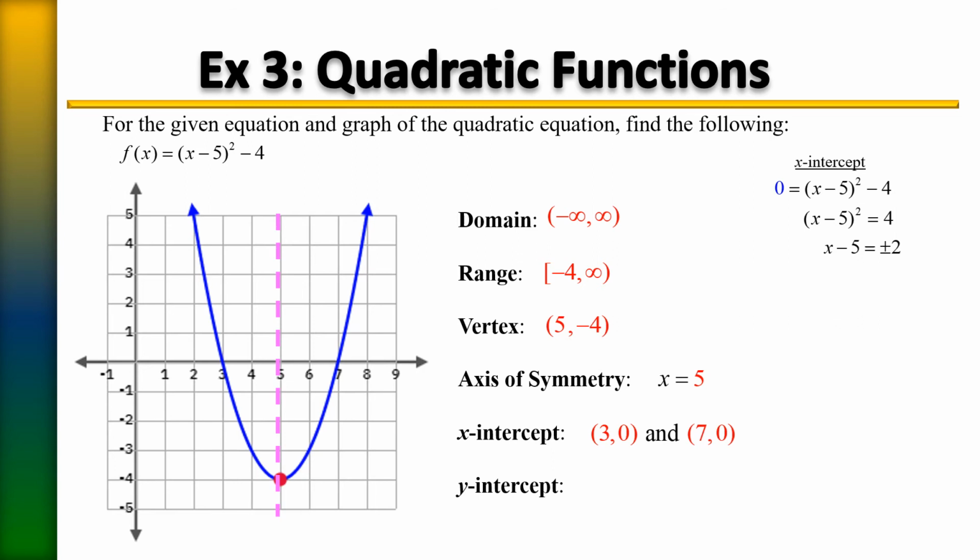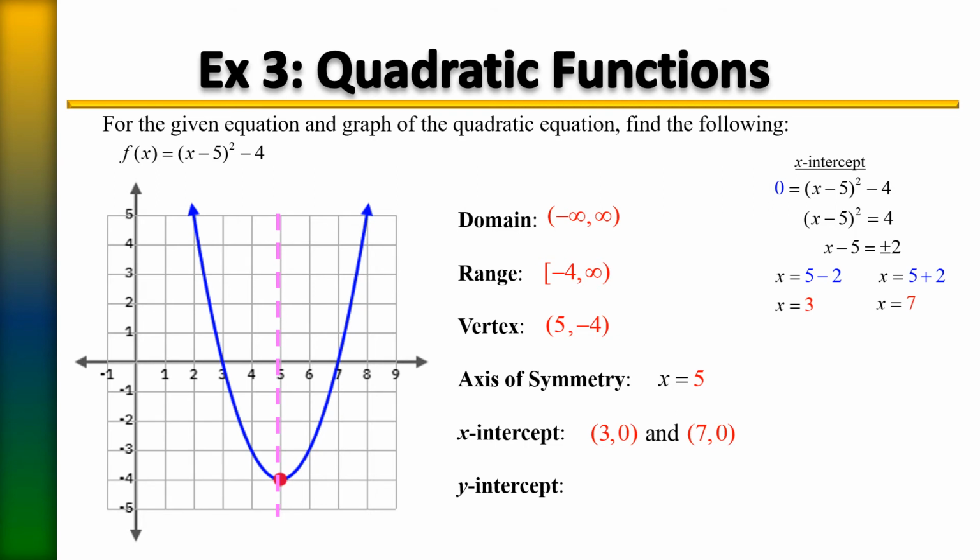Last step to solving for x is to do what? Yes, we've got to add 5 to each side. And once we add 5 to each side, we're going to have 5 plus 2 and 5 minus 2. And those two values are 3 and 7, the same answer we got from just looking at the graph and identifying the x-intercepts.